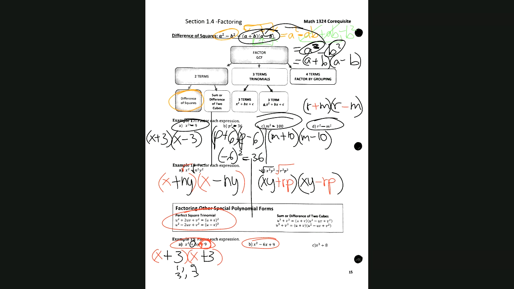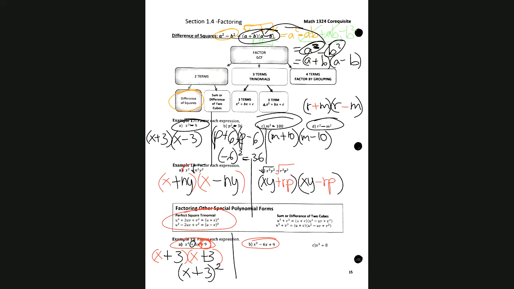Now, what we could do with this one is we could simplify it by writing the two factors. Since they're multiplying each other, we could write it like this. X plus 3 square.